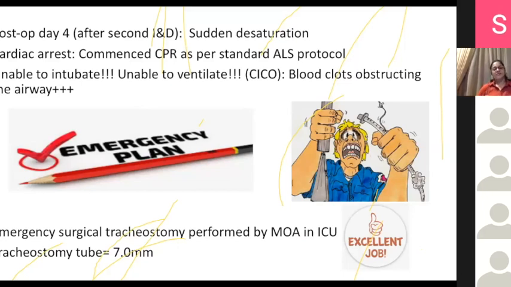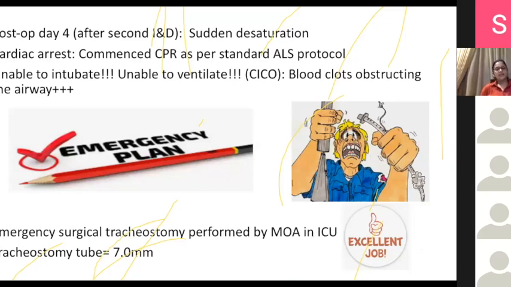They resort to their emergency plan. Now, this is a very interesting thing, and I think we really need to appreciate this medical officer. Unfortunately, I did not get his consent to say who he is, but he becomes the hero of the day. Basically, he does the emergency surgical tracheostomy.